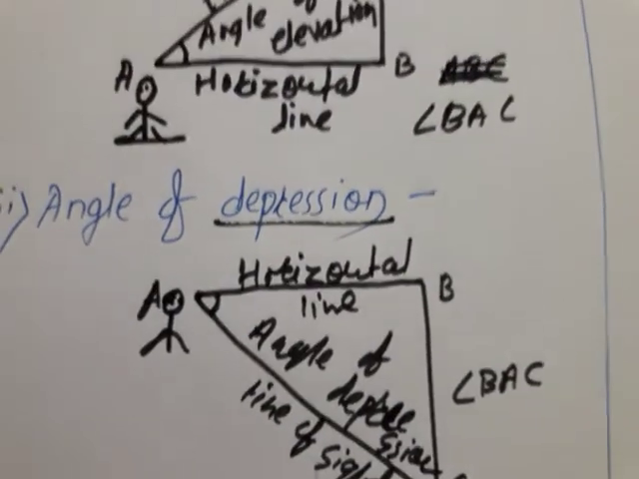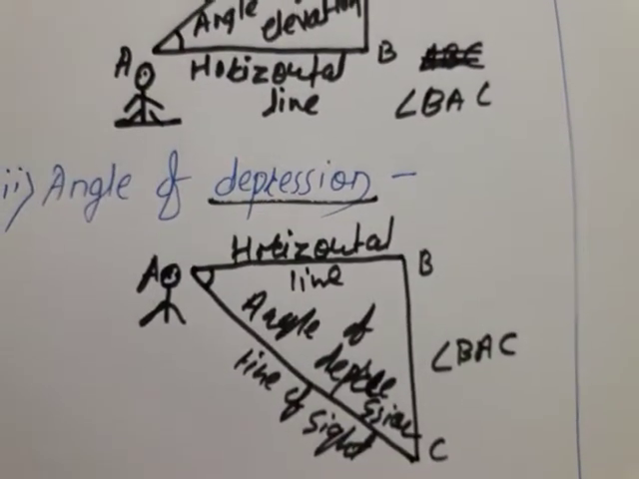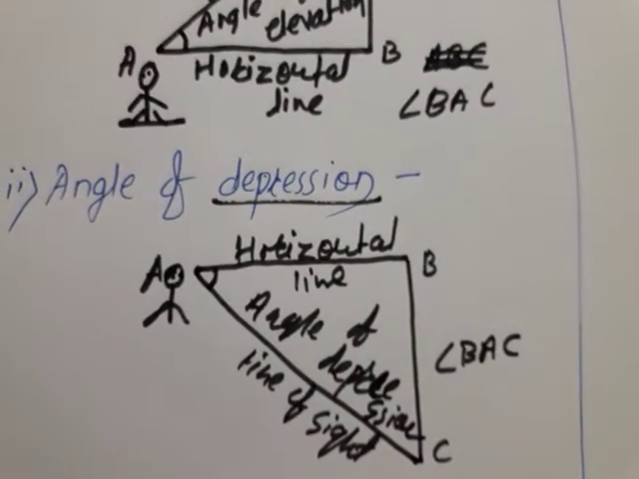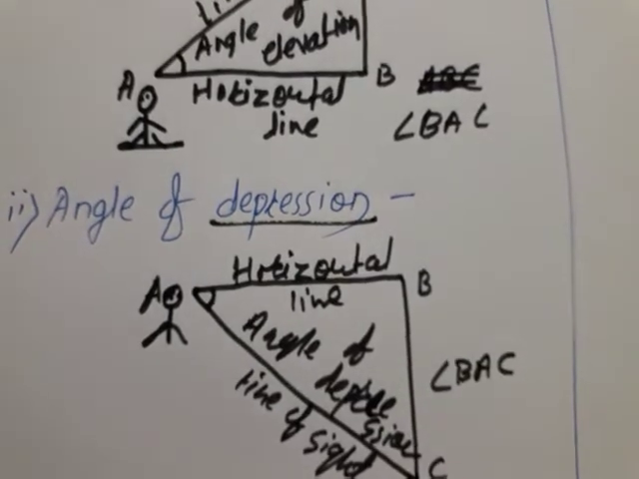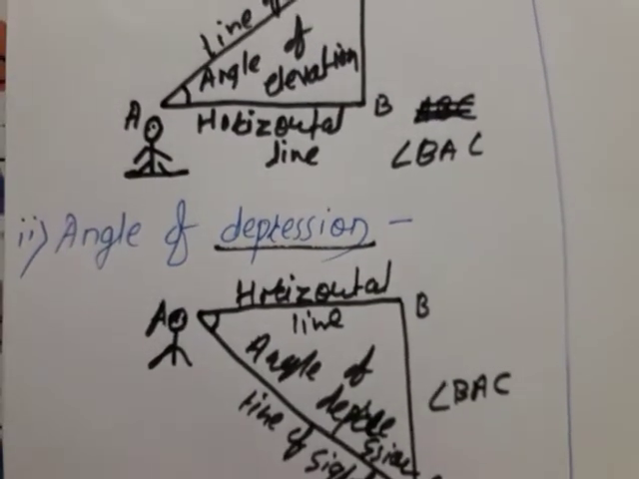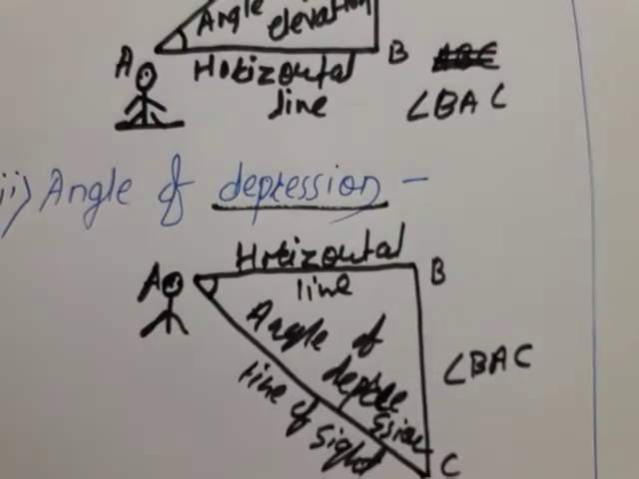Are you getting? Means when the observer is looking up, angle of elevation. When the observer is looking down and standing at top position, then that angle is known as angle of depression. I hope you got an idea about both points, and those are very important points while solving the examples regarding some applications of trigonometry.